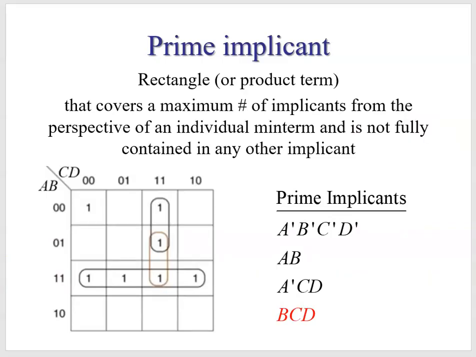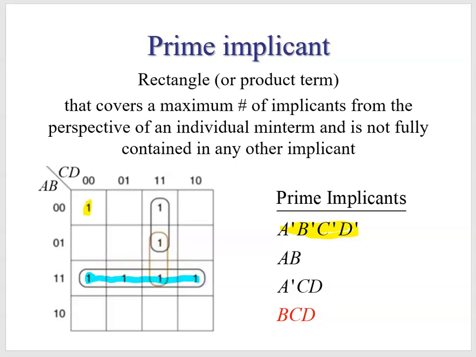A prime implicant is a rectangular product term that covers the maximum number of implicants from the perspective of an individual min term and is not fully contained in any other implicant. So for this one, there's no adjacent terms. So that makes this min term itself a prime implicant. We also have these 4. So if we look at this min term here, the maximum number of cells it can be covered by are all 4 of these.